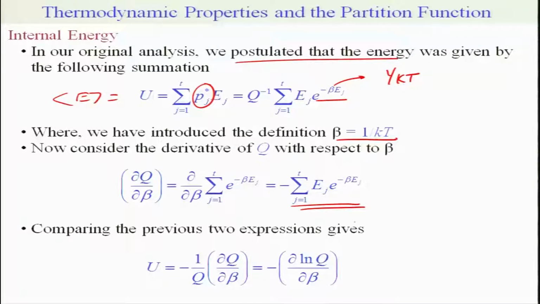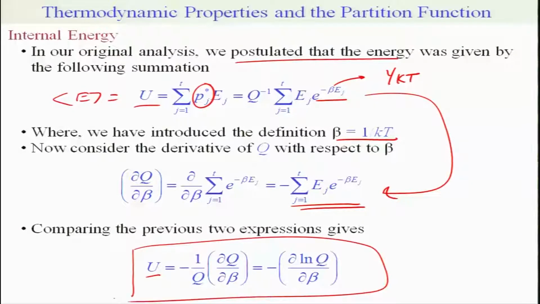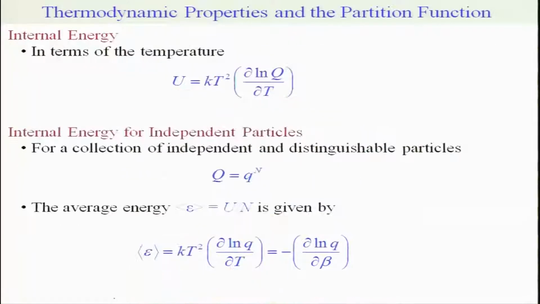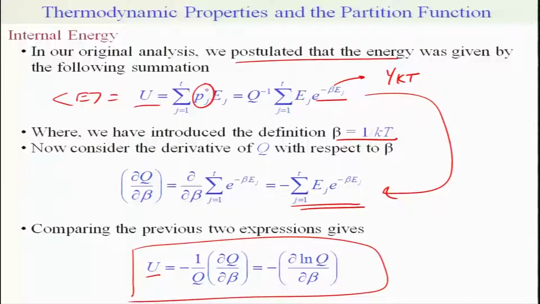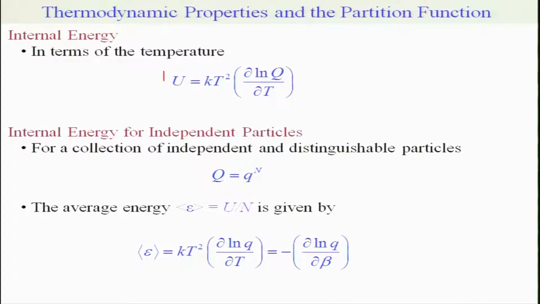Now, if you compare these two terms, you can write this expression u as simply minus 1 by q del q by del beta, or in other words, minus del ln q by del beta. So, this is a simpler, more compact way of writing this expression. In terms of temperature, you can replace beta by 1 by kT, and then you can show that u is nothing but kT squared del ln q by del T.